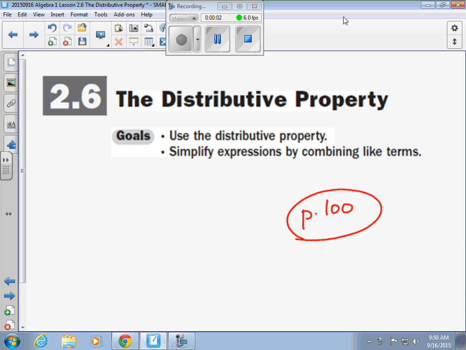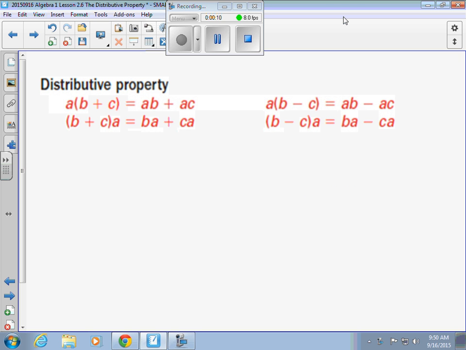This is Algebra 1, Lesson 2.6, the distributive property. We're going to use that distributive property, and we're going to simplify expressions by combining like terms beginning on page 1. Handful of definitions to start. The first thing is the distributive property.